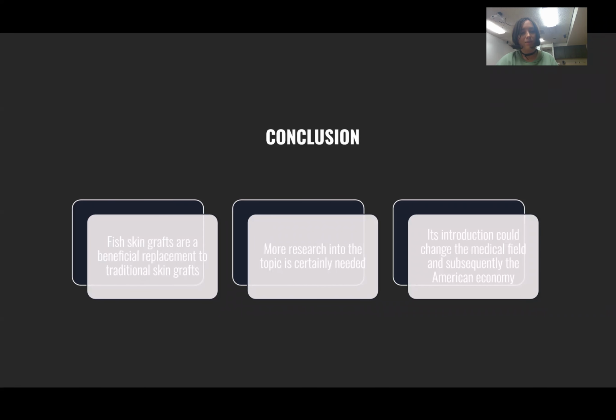So in conclusion, fish skin grafts are a beneficial replacement to the traditional skin graft. More research is needed into the topic, and its introduction could change the medical field and subsequently the American economy, in that the fish skin grafts are essentially free.